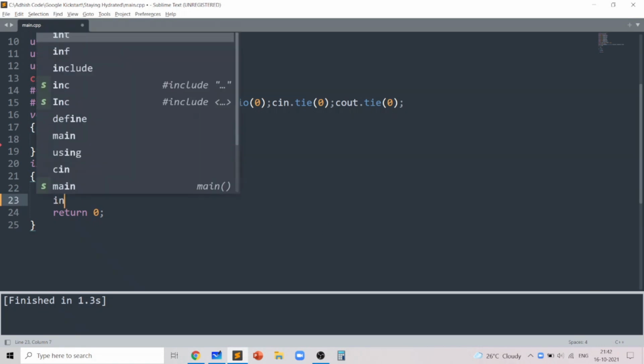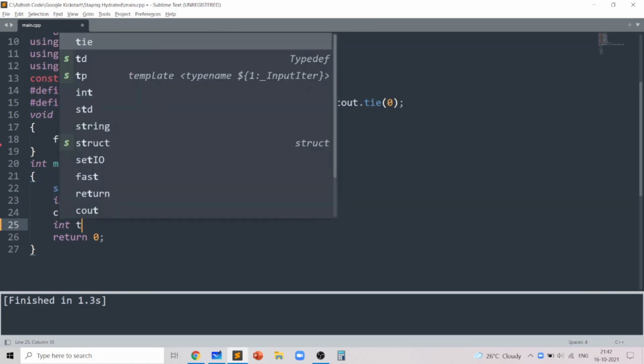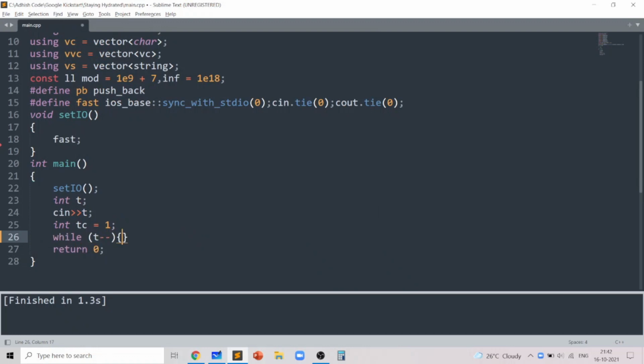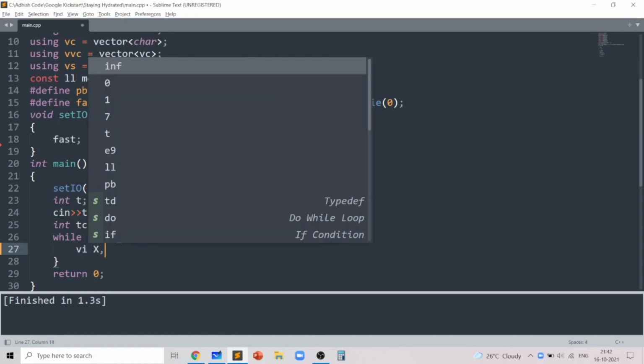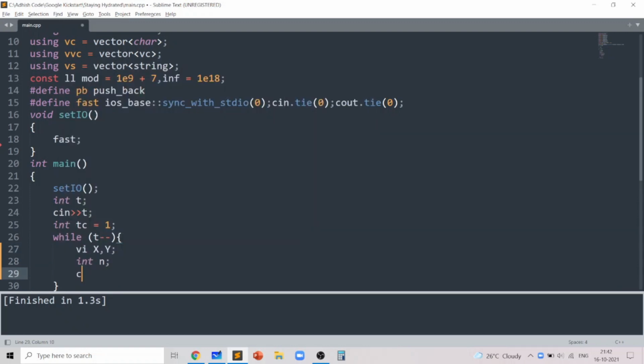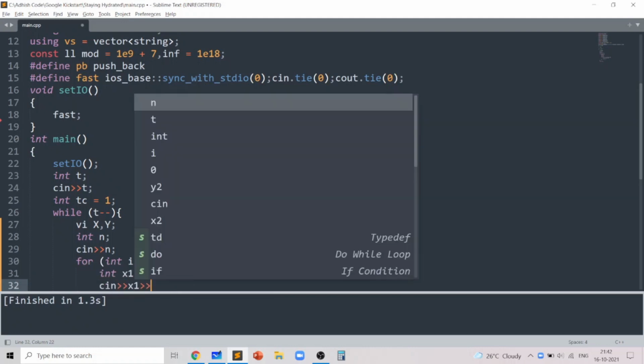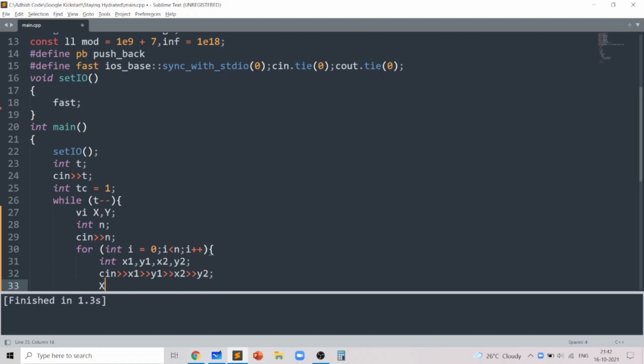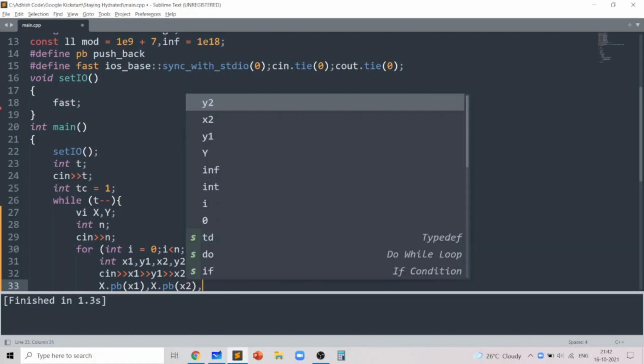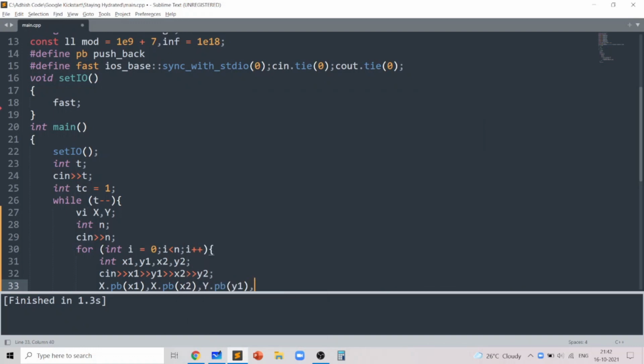So in the code, I simply take in the value of t and I maintain the number of test cases because we use the number of test cases to print the final answer. Then I maintain the vector for x values and the y values, and I take in the value of n. So for each i going from 0 to n minus 1, I take in the coordinates x1, y1, x2, y2, and using these four coordinates I add them to the x list and the y list respectively. So PB just does the pushback to that vector.